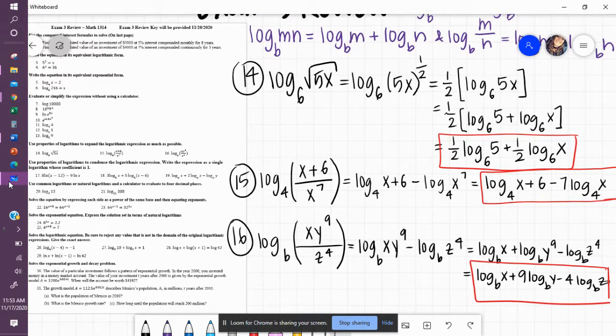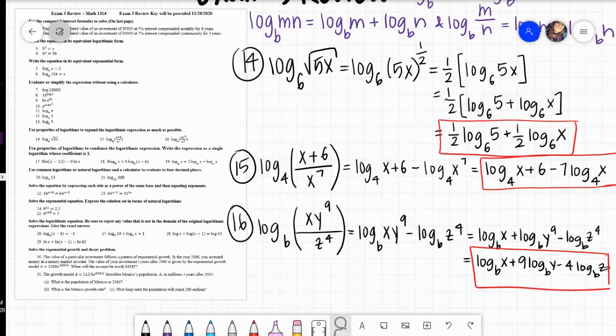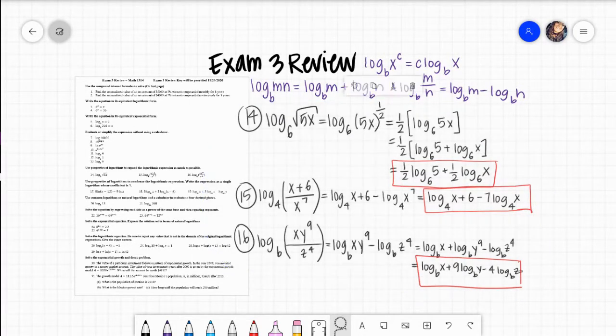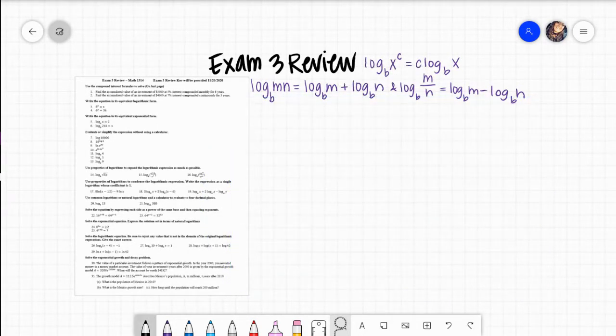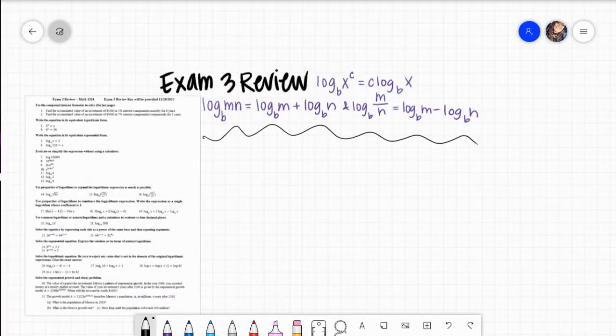Exam 3 review. We just did some problems expanding some expressions, and so now we're actually going to condense some expressions. Let me go ahead and do this. These right here still apply with condensing. You would just go from the expanded version into the condensed version. Equal signs mean that they're both equal to each other, quite literally. They're equivalent, so you can go both ways.